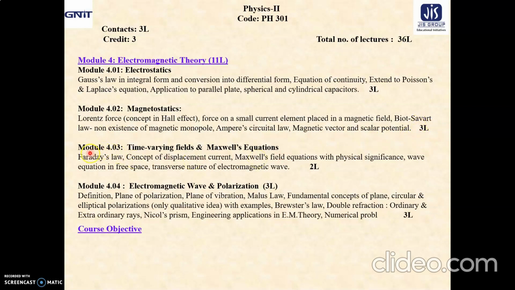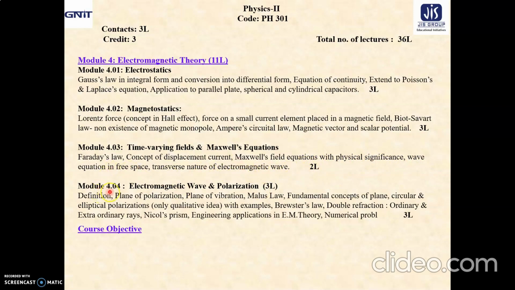Next, coming to sub-module 4.03, where we are going to discuss time varying fields and the Maxwell equations. It will include Faraday's law, the concept of displacement current, Maxwell's field equations with physical significance, wave equations in free space, and transverse nature of electromagnetic wave. There we need 2 lectures.